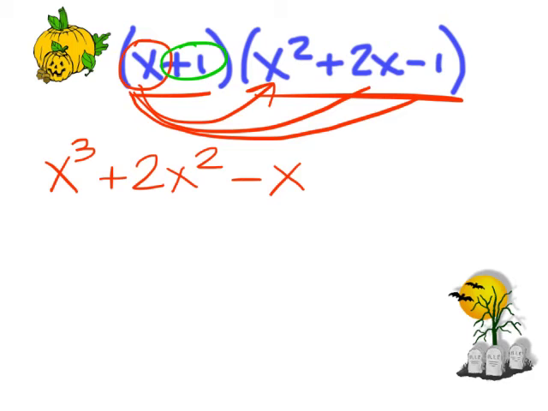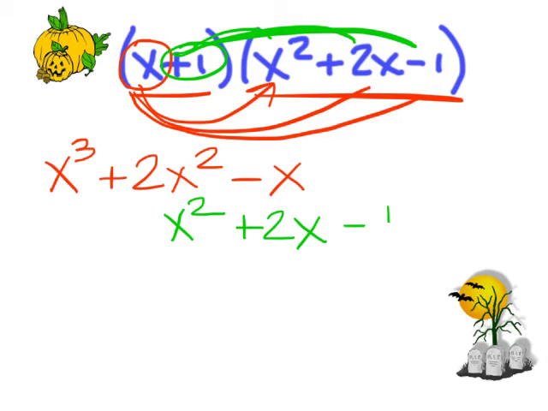Then you go to the plus 1 and multiply everything by 1. So 1 times x squared is x squared. And if you want to, you can write it underneath and you can match them up to add top to bottom when you're done. 1 times 2x is plus 2x, and then 1 times minus 1 is minus 1. From there, you just add up what you have.